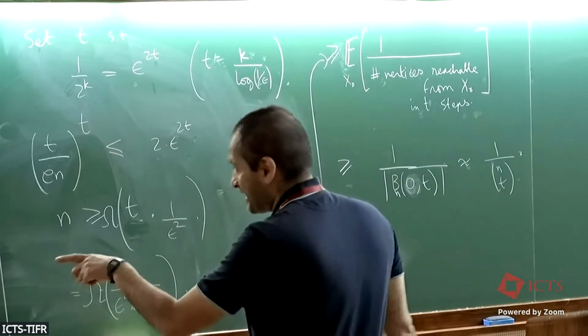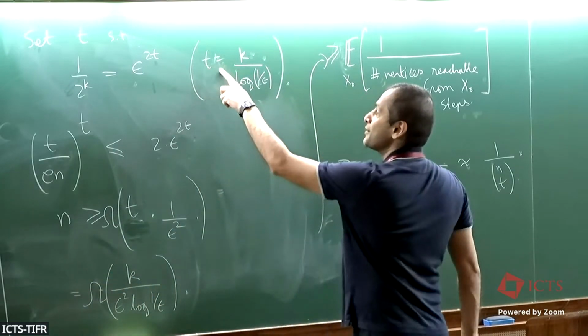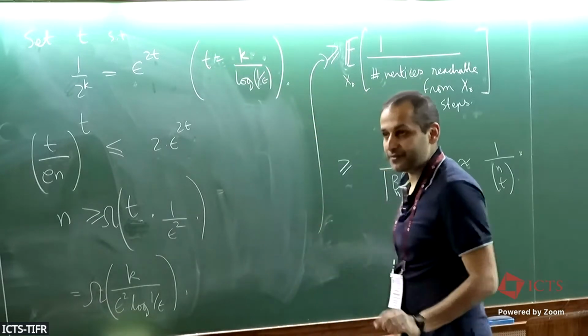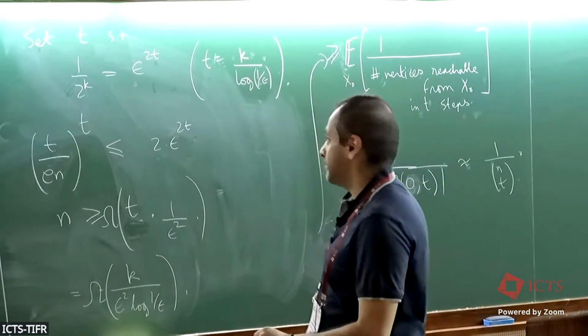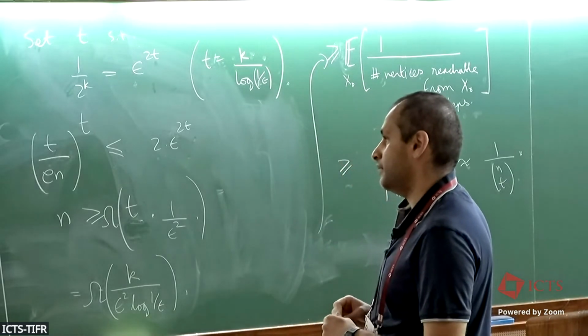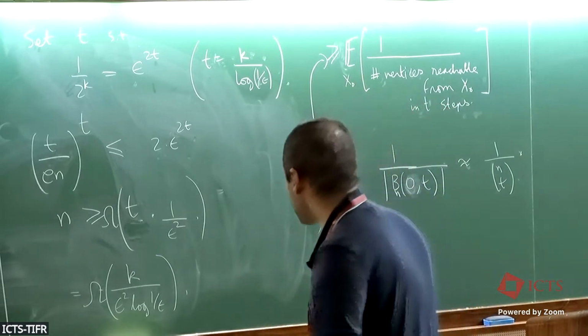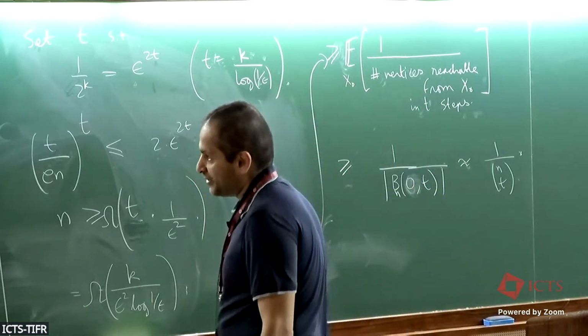So maybe it's instructive to know what length walks we took. We took walks of length almost k over log 1 over epsilon. Okay, so that's it. We saw the proof of epsilon squared log 1 over epsilon.